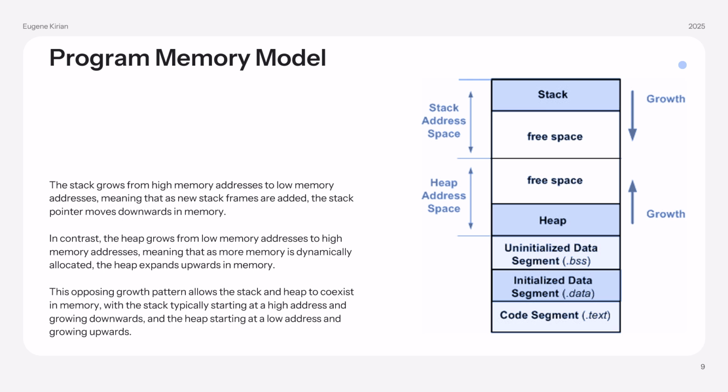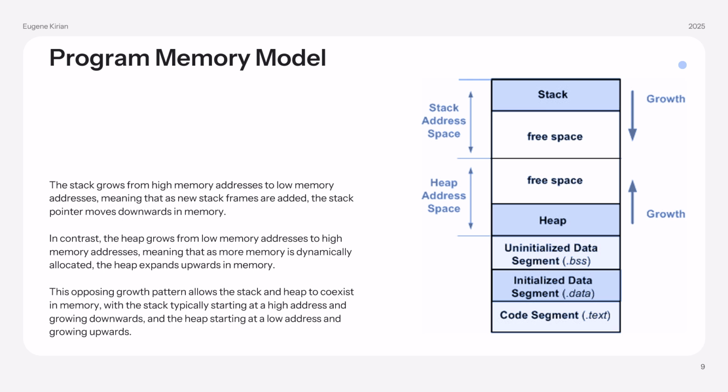Let's explore how the stack and heap grow in memory. The stack grows from high memory addresses to low memory addresses. As new stack frames are added, the stack pointer moves downwards in memory. This means that the stack starts at high addresses and expands downward as more functions are called and local variables are allocated.